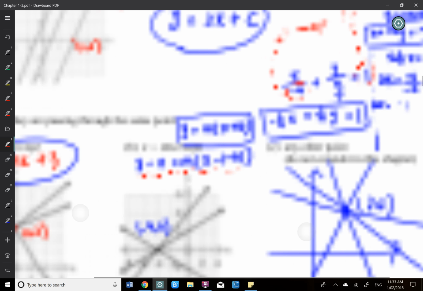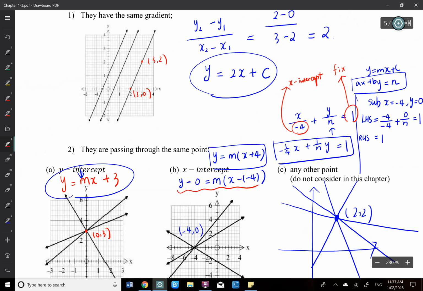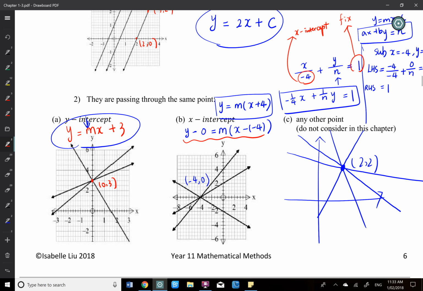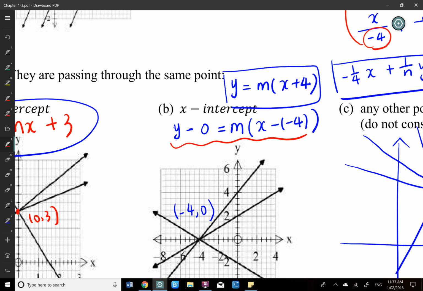Okay, so that's the family of graphs. Basically, we talk about three things. Two are very, very easy. If you really can't get it, just don't worry about it, because it's not going to be directly tested. You can't use the one I'm introducing, that one, the bottom one. So that's good enough as well.